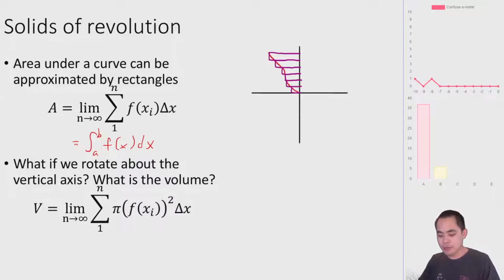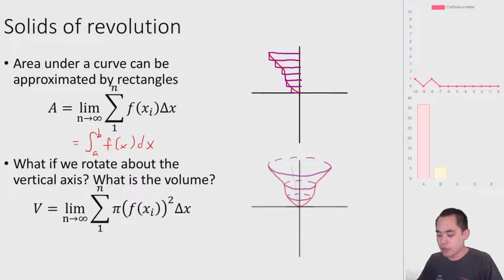But now, what if we want to rotate about the vertical axis? What is the volume? Now, what we can do is, if we have our figure here, we can rotate it around the vertical axis, and then we get something that's vaguely pot-shaped.